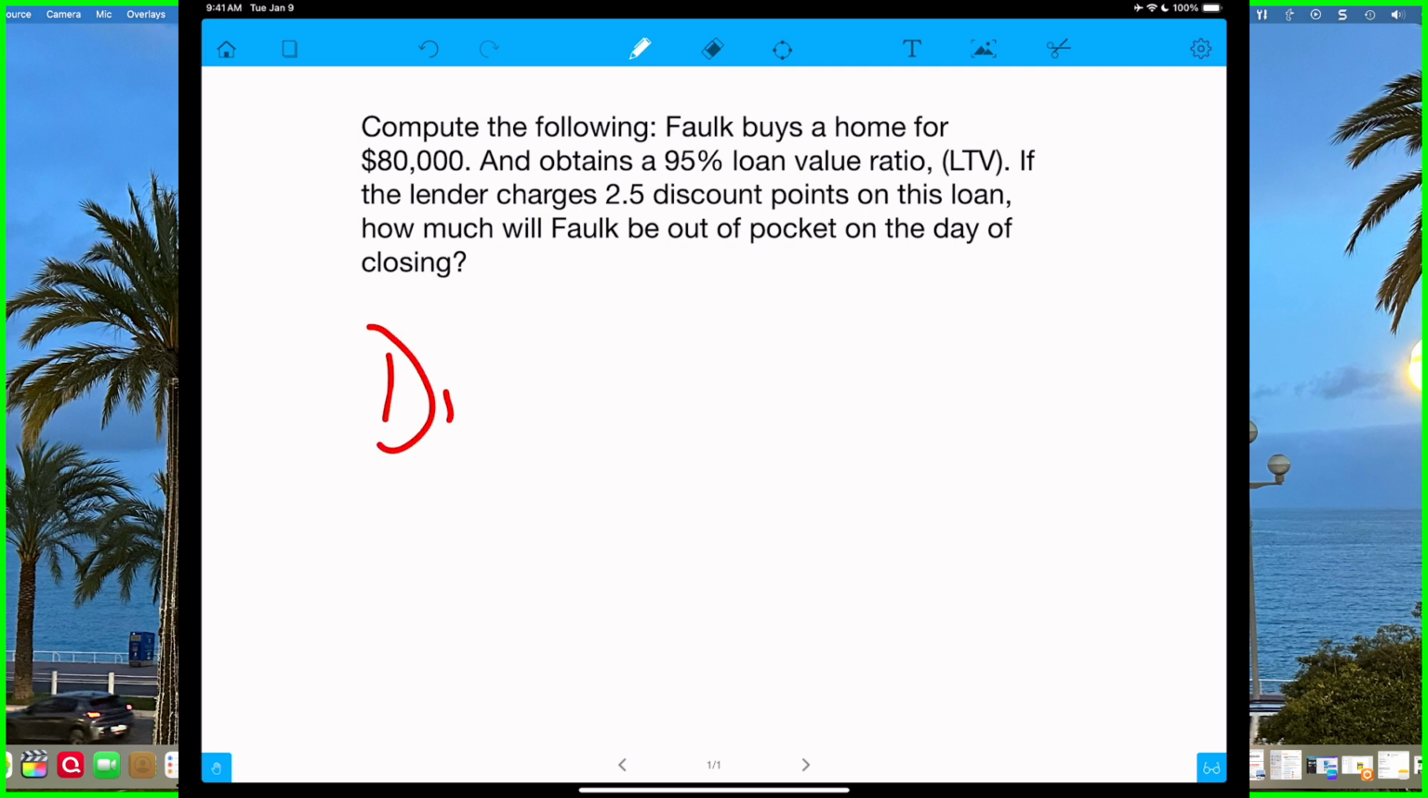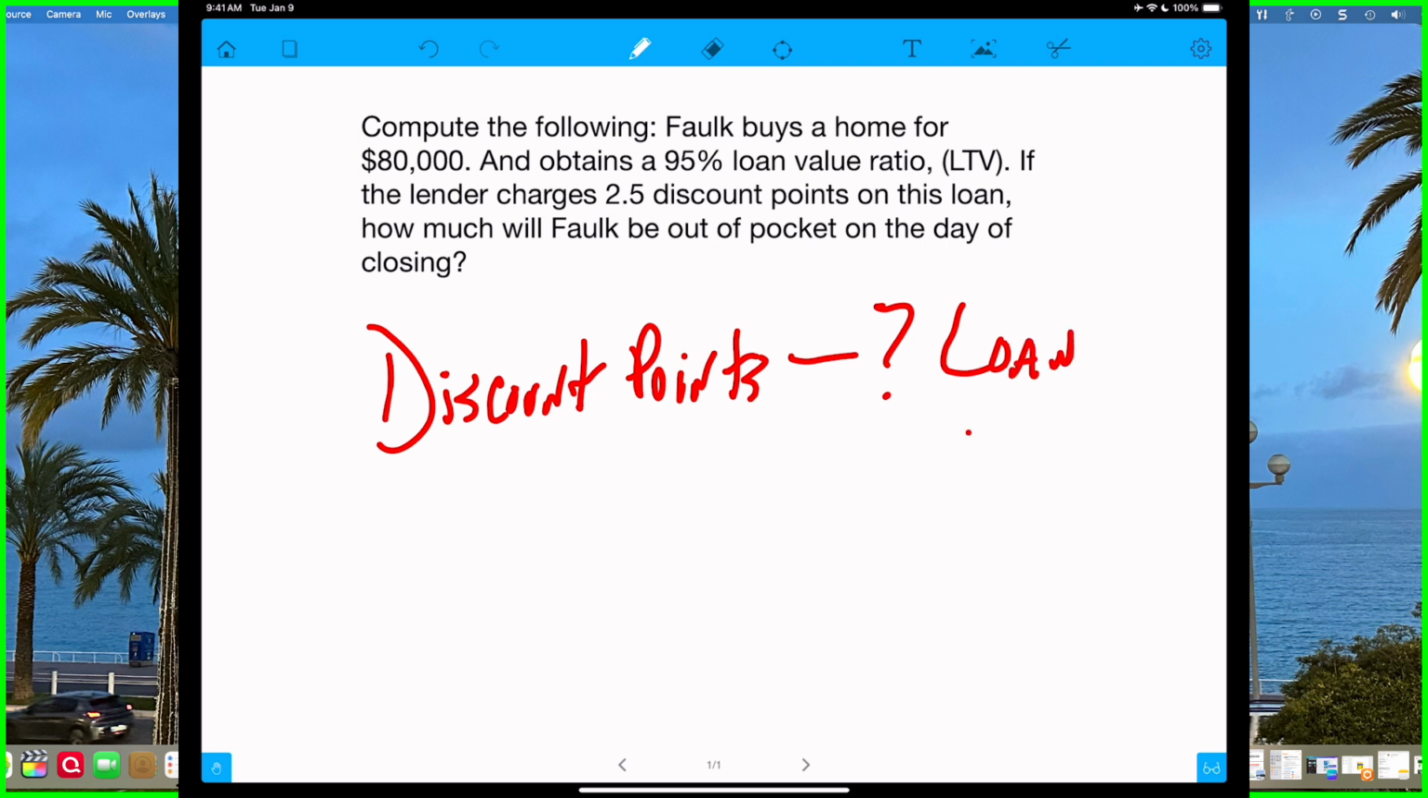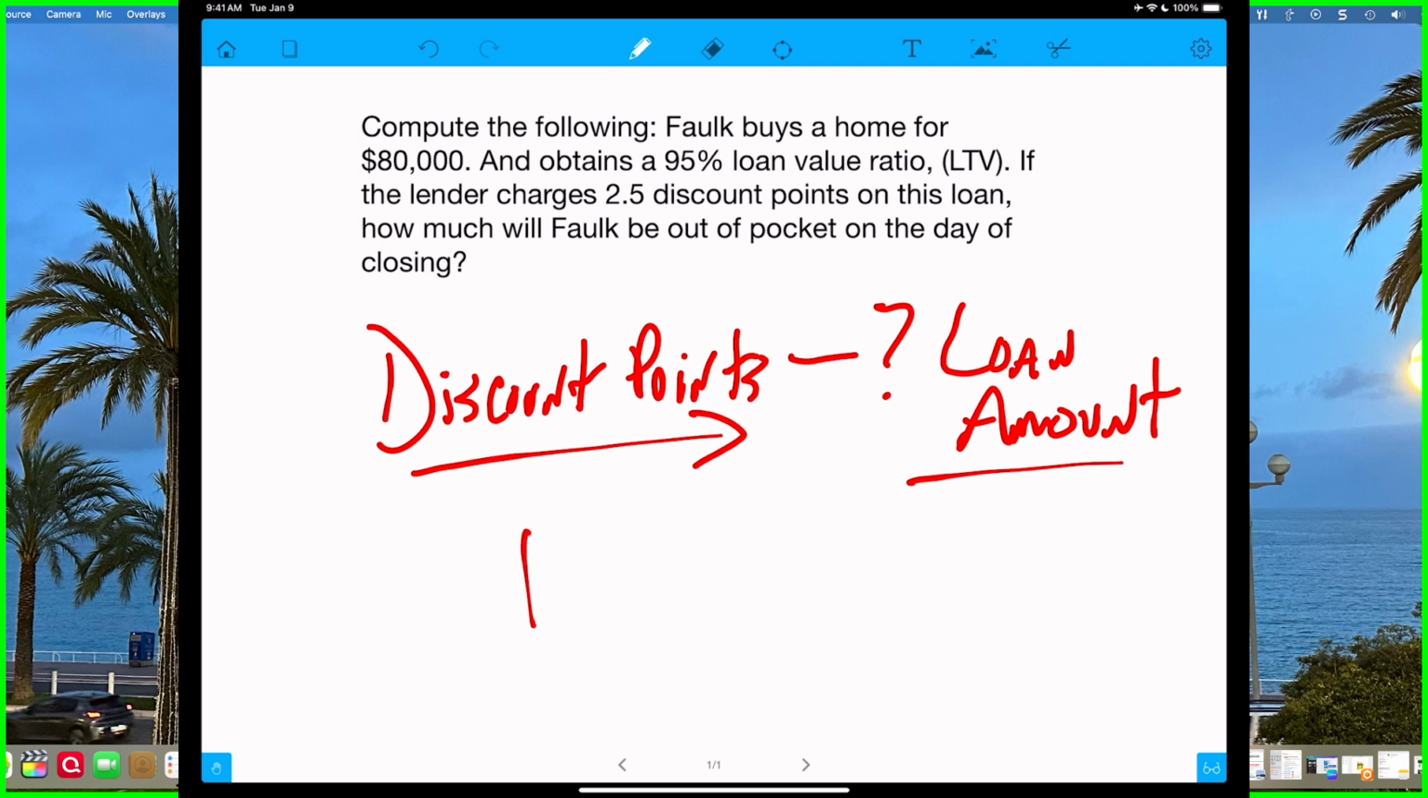Remember that discount points are always calculated on what? Well, they're calculated on the loan amount. So don't forget that. They want to try to get you to use the sales price, but you always want to figure discount points on the loan amount. The other thing that's important to remember is one discount point is equal to 1% of the loan amount.